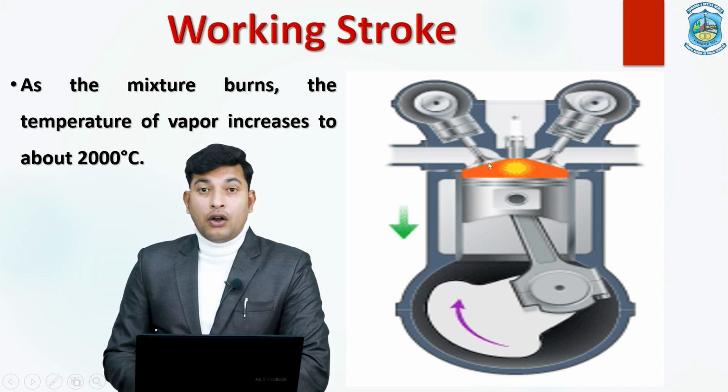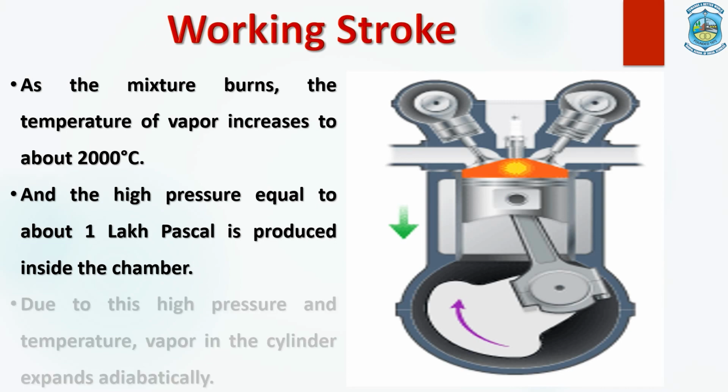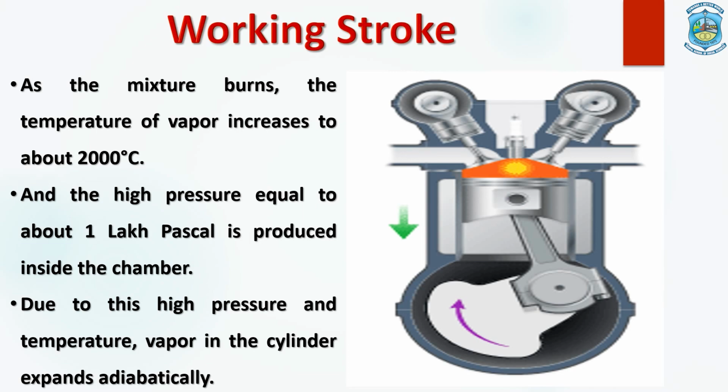So it creates a large amount of heat here, with a temperature of around 200 degrees Celsius. Because of this pushing force and this high temperature, the piston again goes downwards with heavy force, and the pressure created inside is something around 1 lakh Pascal. So we can imagine the amount of pressure inside this chamber, and the piston moves with a heavy shock, which creates a very high velocity there.